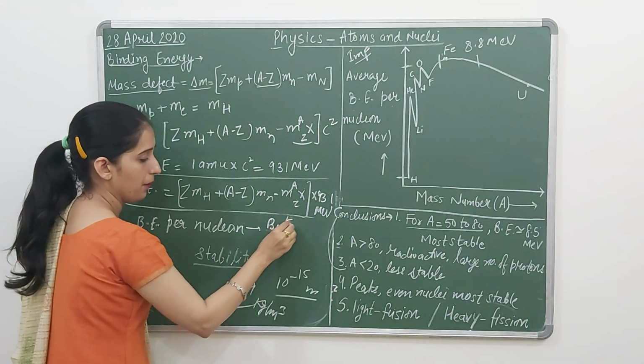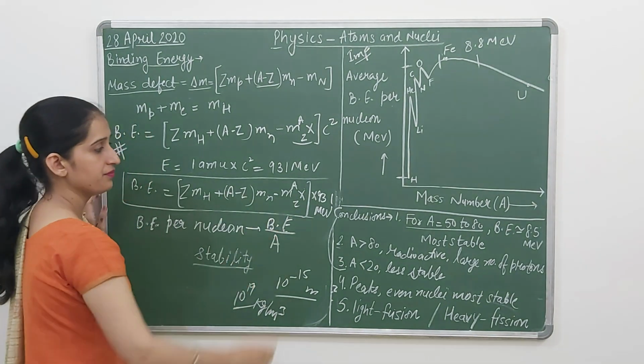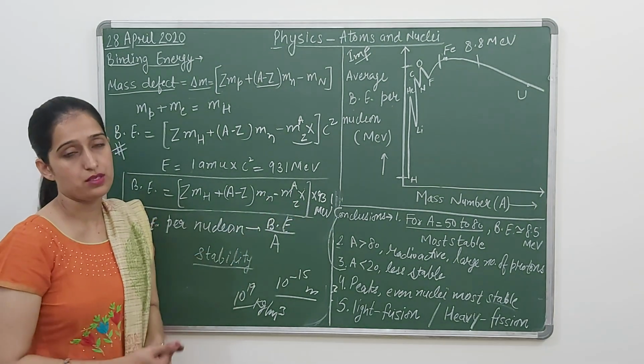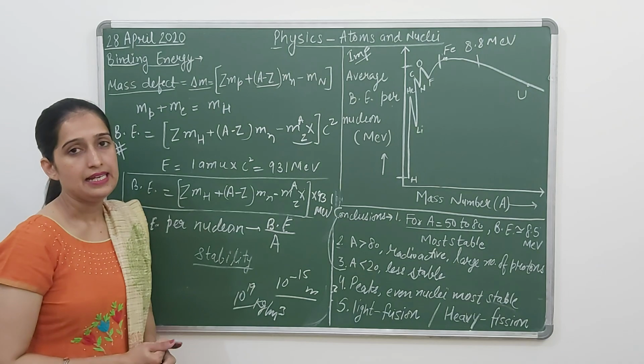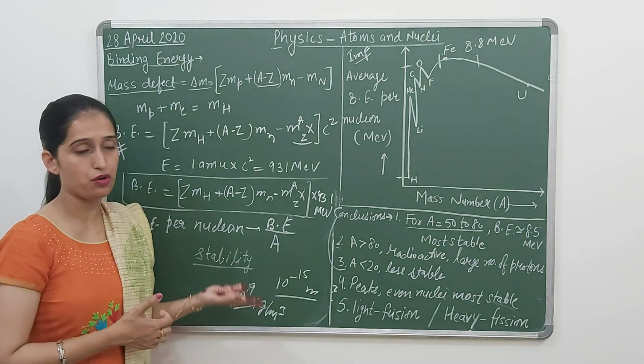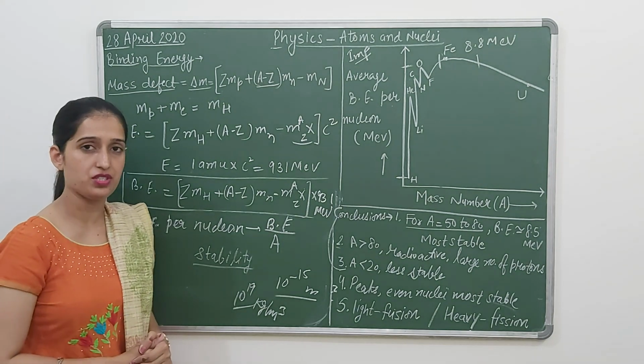Binding energy per nucleon. Why do we replace this by atom? Because we cannot measure the mass of the nucleus. Listen to this video again and again to get more clear information about binding energy.